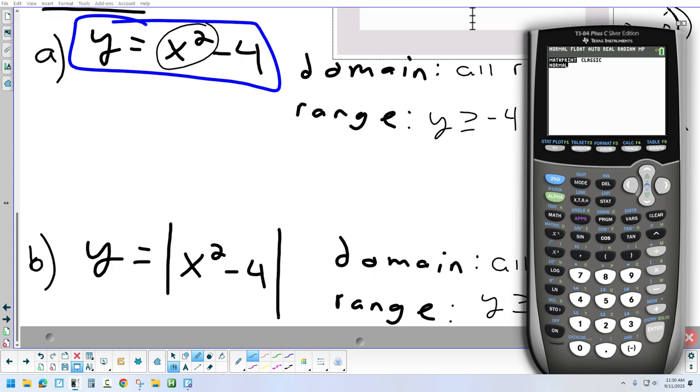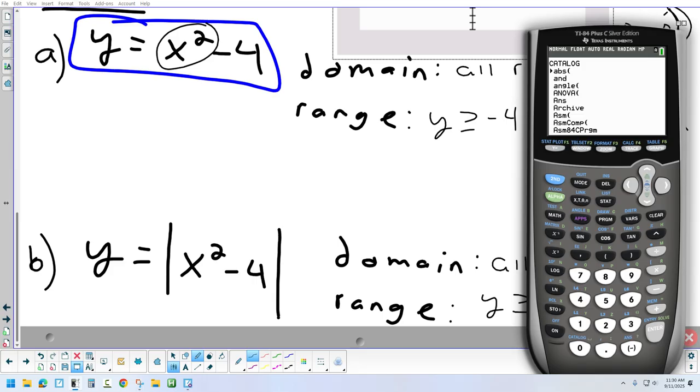So if you go back to the main screen and press second and then 0, you'll get a list of everything the calculator does in alphabetical order. There's probably hundreds of things in this list. You can see all the different things, and absolute value just happens to be the first one.